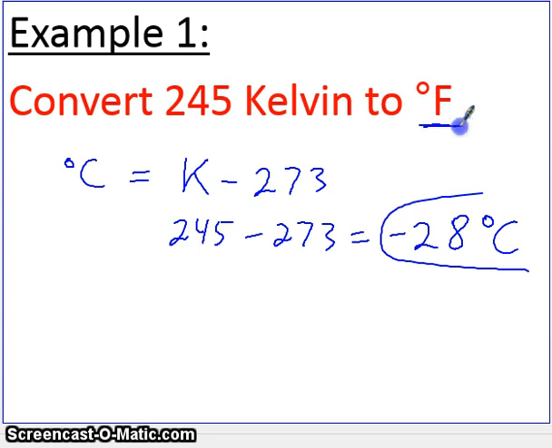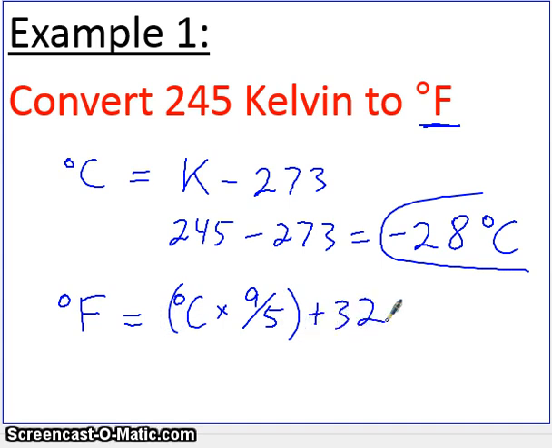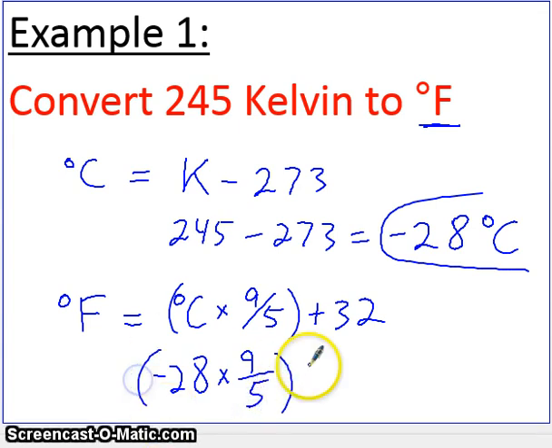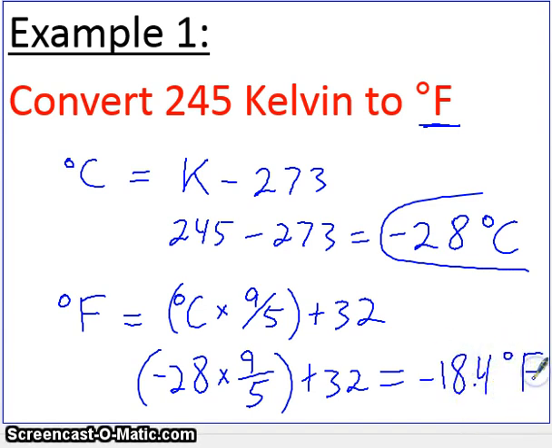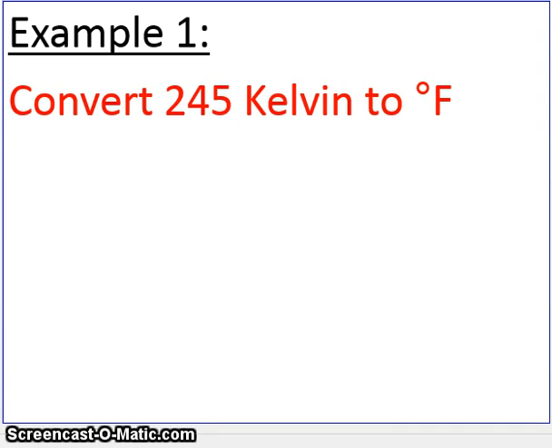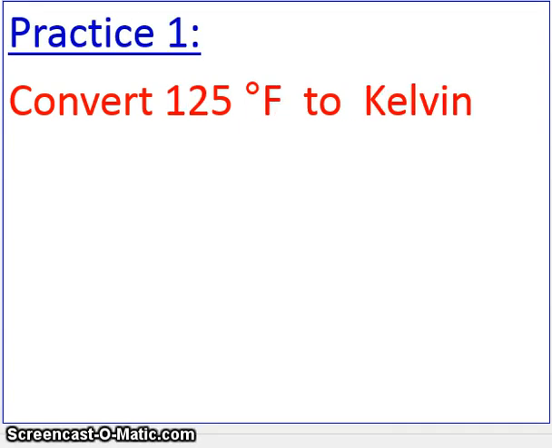Now, let's convert to Fahrenheit. The equation to convert to Fahrenheit is degrees Fahrenheit equals degrees Celsius times 9/5 plus 32. So you take your Celsius, negative 28, multiply it by 9/5, and then add 32 to it, and you should get yourself an answer. Go ahead and try this. This answer should be negative 18.4 degrees Fahrenheit. Negative 18 if we're using significant figures. So negative 18 degrees Fahrenheit. Okay, go ahead and try an example on your own, this practice example. And this completes for us lesson 1 of Unit 11.